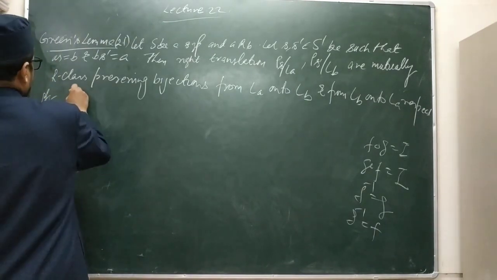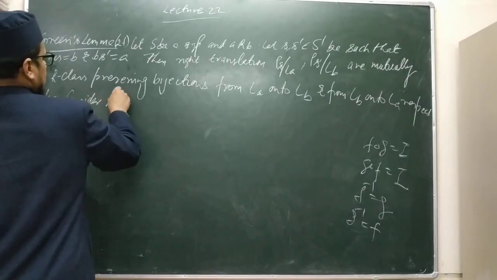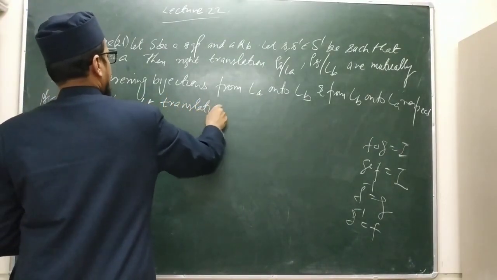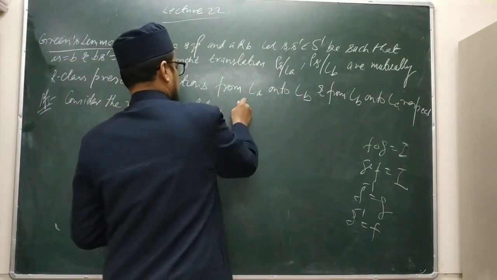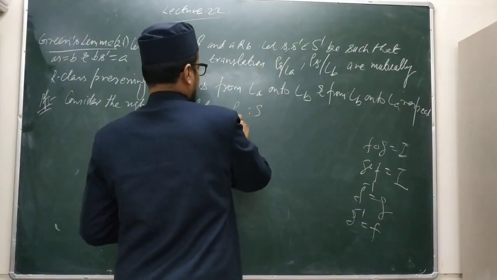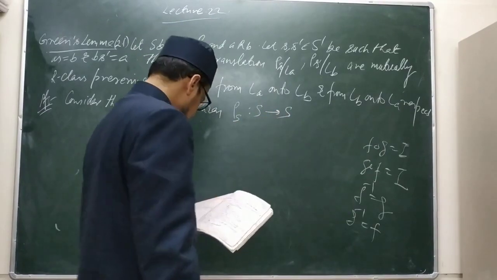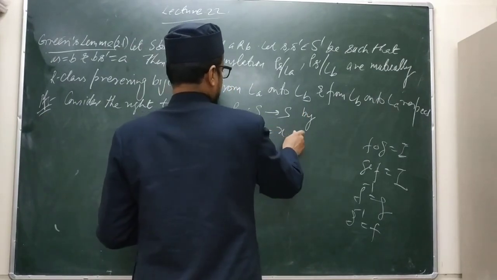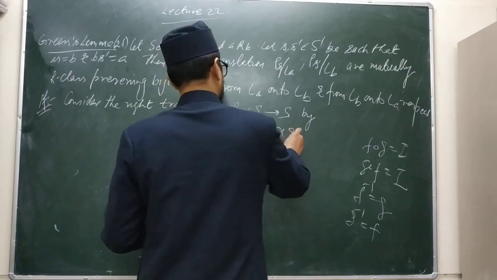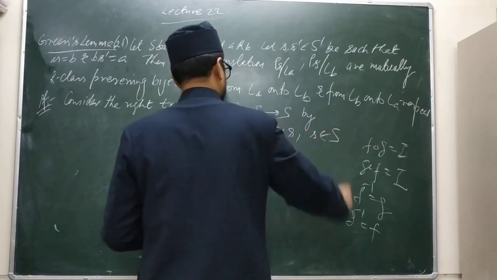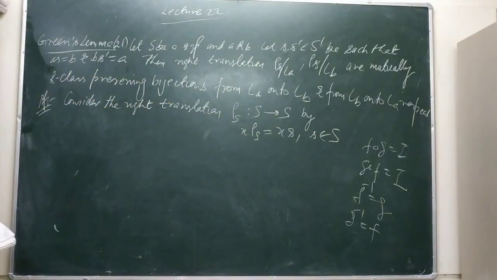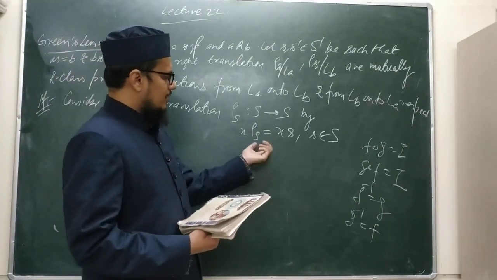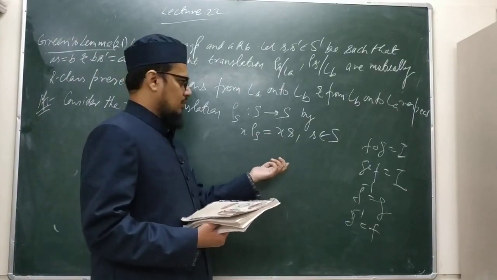Consider the right translation rho_s from S to S by x rho_s = xs, s belongs to S. So we consider, see, this is the right translation. Why? Because s is on the right side. So x rho_s = xs. This map is a well-defined map, correct? So this is the map.